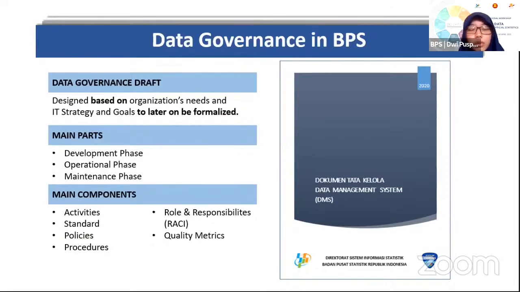And then for each of those parts, there are several main components. That's activities that I have explained. And then there is also standard, policies, procedures, roles and responsibilities, or we usually call it like RACI metrics. I will talk about it later. And finally, the quality metrics that I have briefly mentioned earlier. And next.